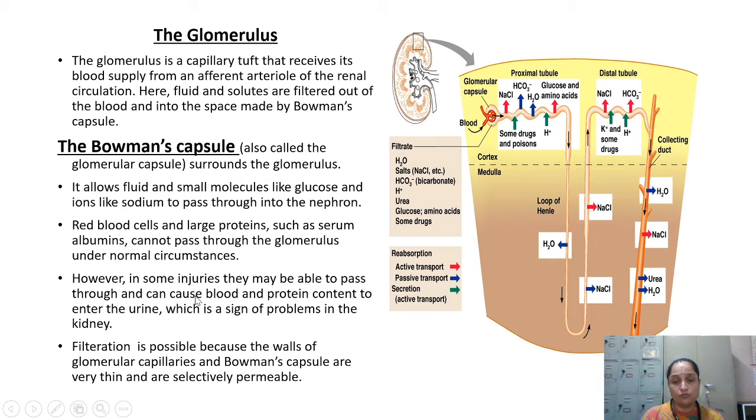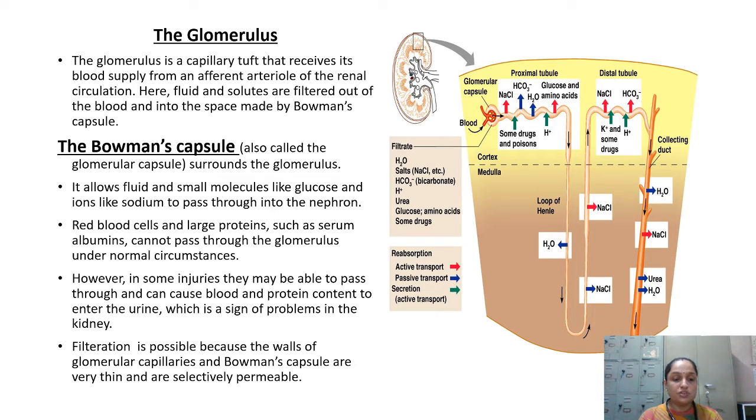However, if there is some injury, then they may be able to pass through and can cause blood and protein content to enter in the urine. If the blood is going to be released into the Bowman capsule, then urine will be containing some sort of blood, and it is all because of some sort of injury or some internal accidental issues.